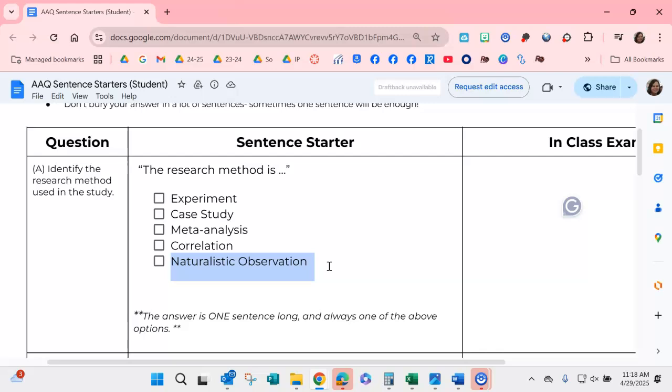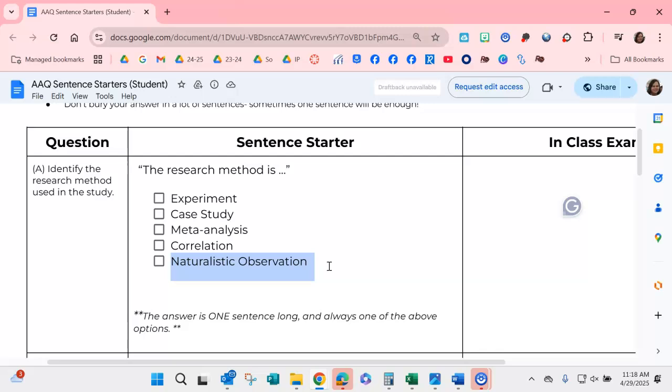There could be a researcher who's working among them, who's studying them. That could be considered a naturalistic observation. They're not necessarily just sitting there with a notebook, but they're mixed in with the group, and while they're working with them, they maybe make observations.